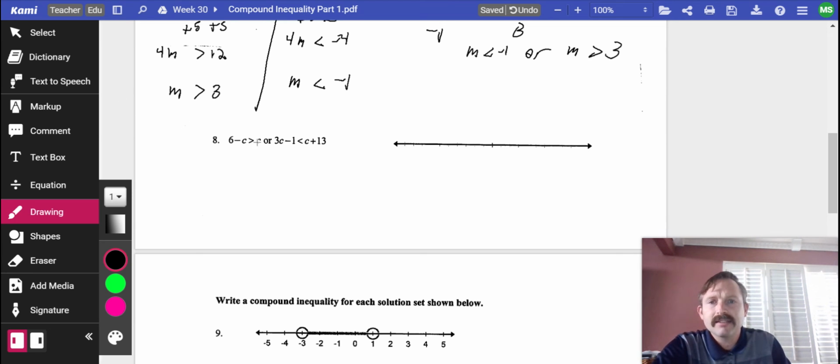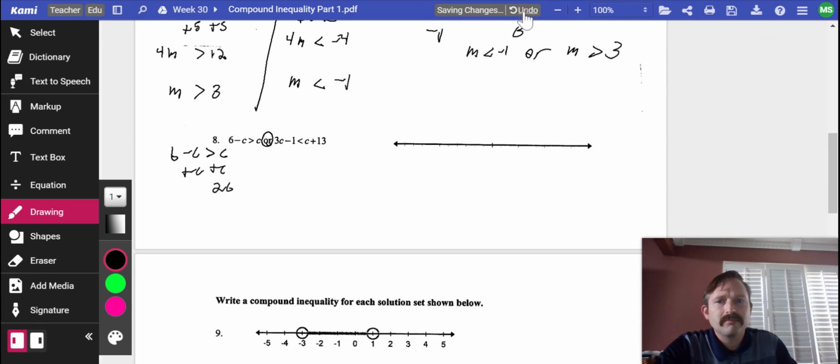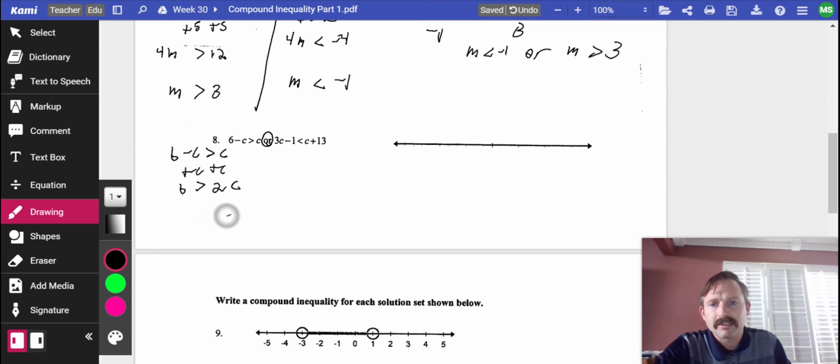I have 6c is greater than c, or 3c minus 1 is less than c plus 13. All right, well, I'm going to circle this, so I know it could be either one of these. So I'm going to put 6c is greater than c. I'm going to subtract c from both sides, and I get 5c. Oop, that should be a c right there. Let's go back. 2c is less than 6. Okay, chat, what did I do to go from 2c to just regular c?